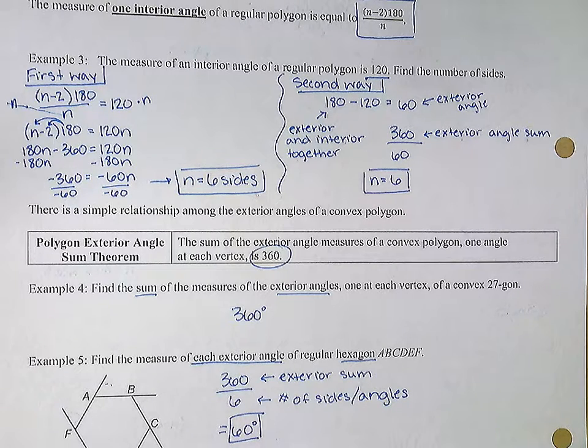Okay, so again, exterior and interior together form a straight line, they're 180. So if you're ever given one exterior and it says find one interior angle, subtract it from 180 to get that one interior and vice versa. Okay, if you're trying to find your number of sides, again, just subtract from 180 to get your exterior, then take your sum, which is always 360, divide by that one exterior angle to get your number of sides, which is also your number of exterior angles. Okay, questions on that second way there? I find that way a little bit easier, but if you like the other one using the equation, you can do that.